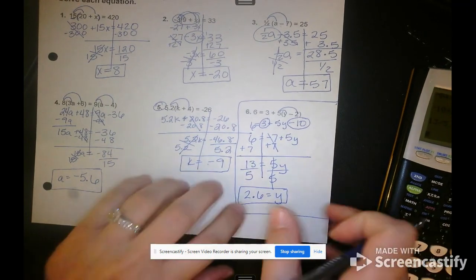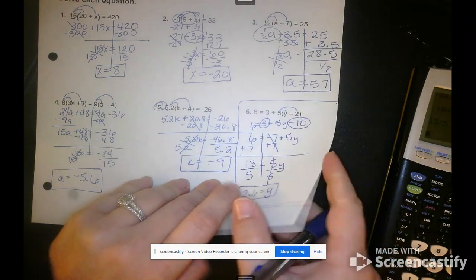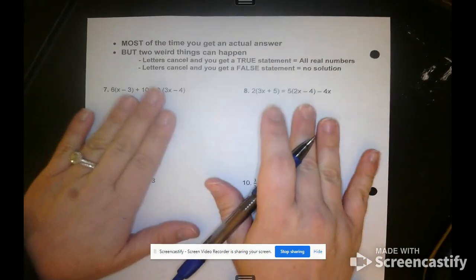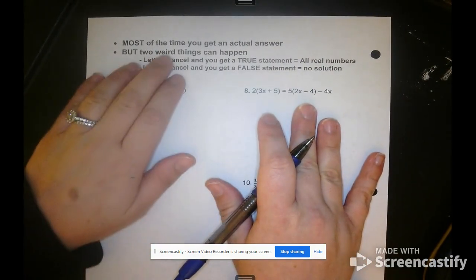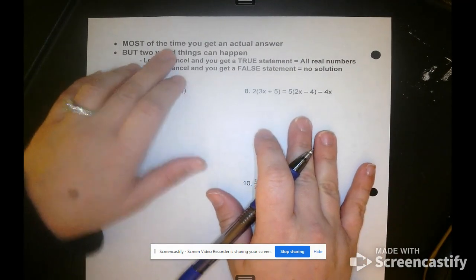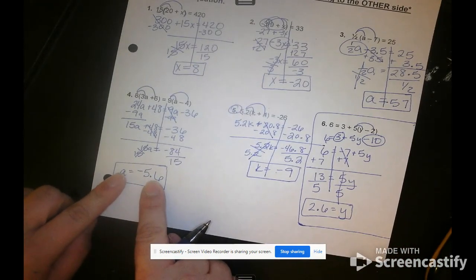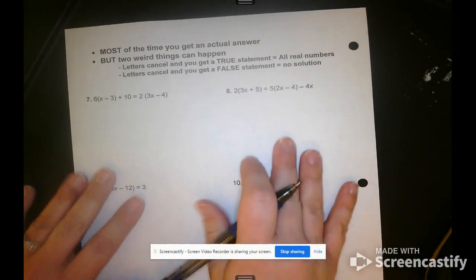Okay. We're going to have to move pretty quick. All right. So these two are the ones we really need to look at, okay? So it says most of the time you get an actual answer. Like on all of these, we got one answer for our variable, right? Okay. On the back, there's a weird thing that can happen.